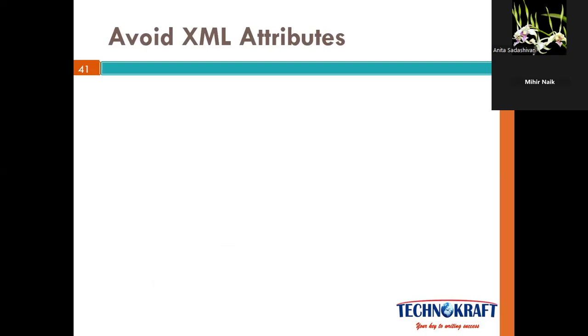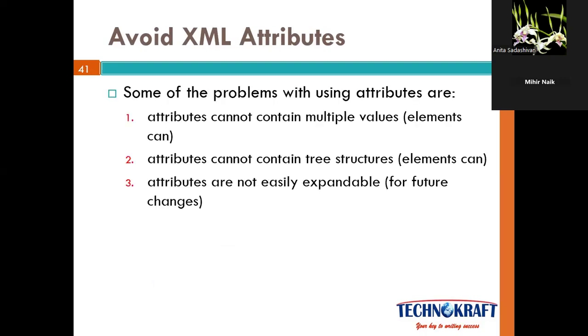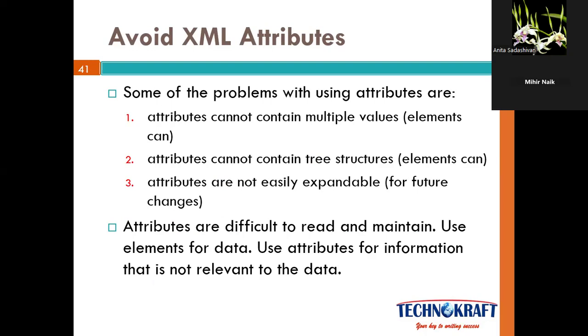Avoid XML attributes. Some of the problems with using attributes are: attributes cannot contain multiple values, elements can. Attributes cannot contain tree structure, elements can. Attributes are not easily expandable for future changes. Attributes are difficult to read and maintain. Use elements for data. Use attributes for information that is not relevant to the data.